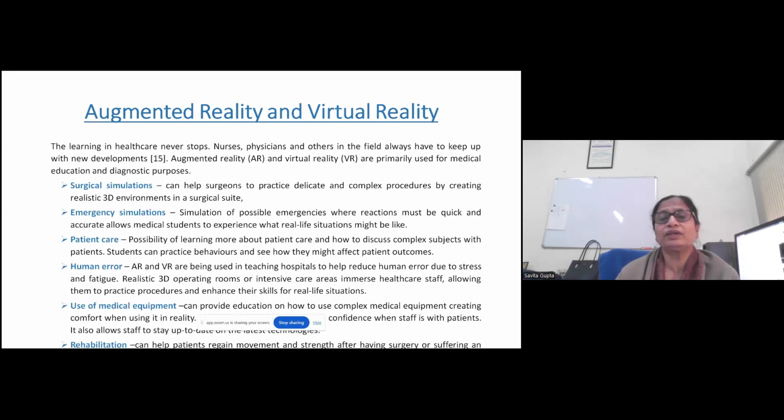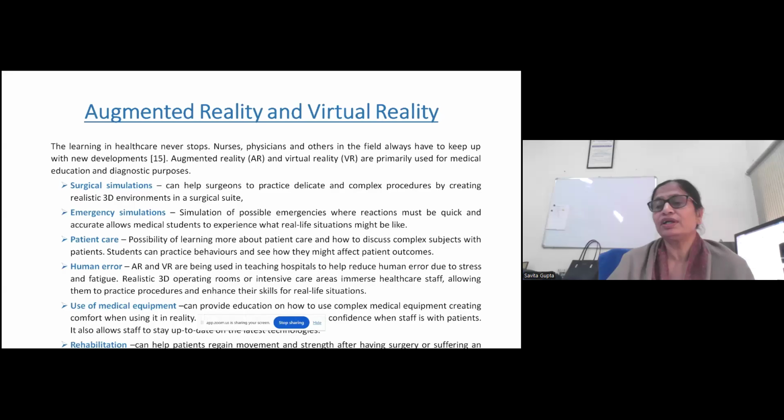Human error: AR and VR is being used in teaching hospitals to help reduce human error due to stress and fatigue. Realistic 3D operating rooms or intensive care areas immerse healthcare staff, allowing them to practice procedures and enhance their skills for real-time situations. And use of medical equipment: complex medical equipment is not given to the students immediately because it is very, very costly. So these complex medical equipment can be simulated using AR and VR, and staff can practice how to use this equipment using the AR and VR procedures.